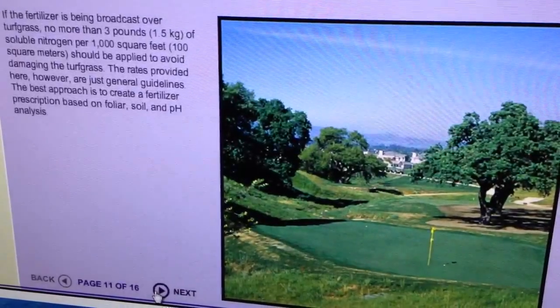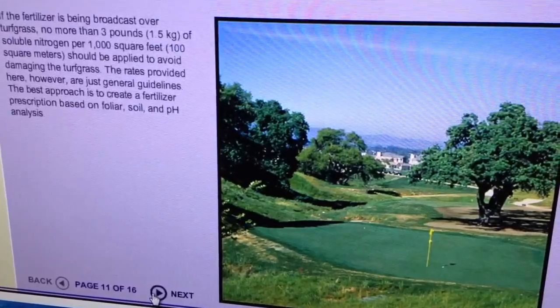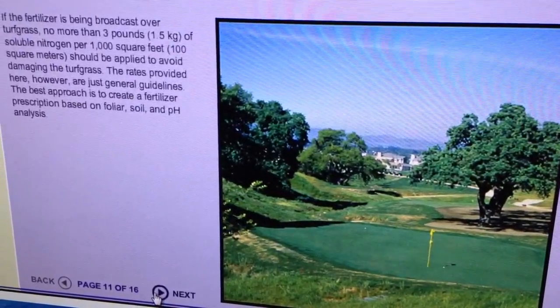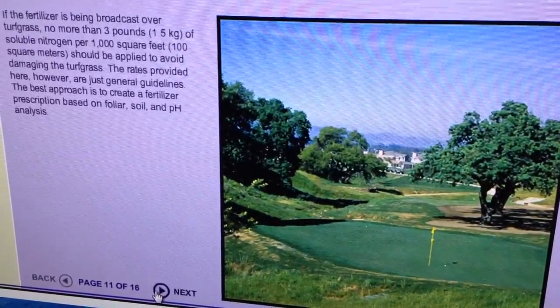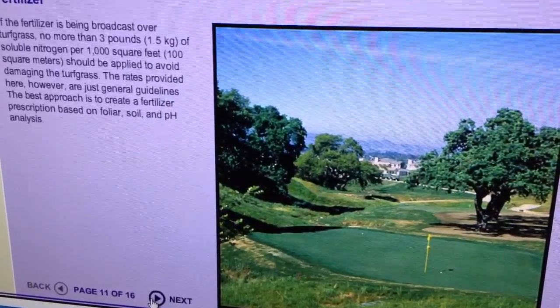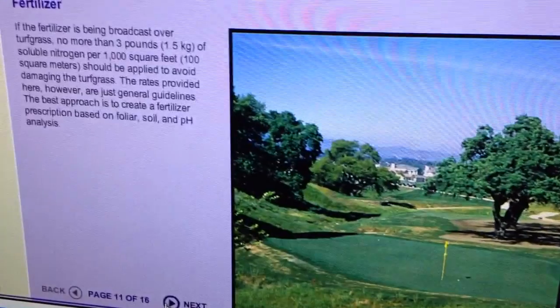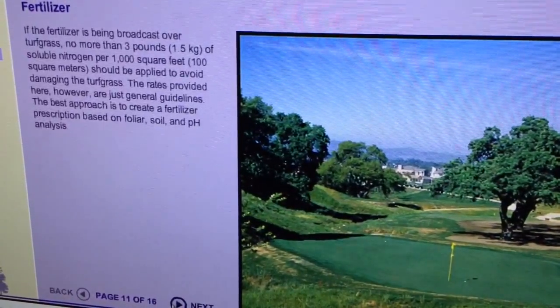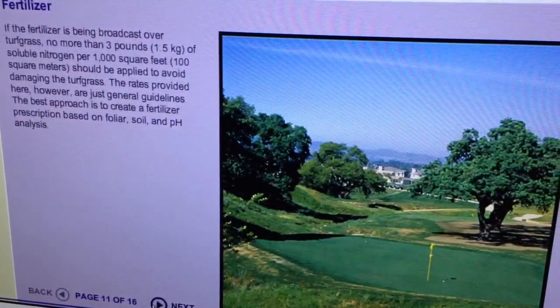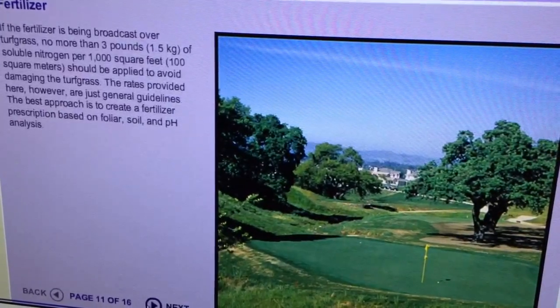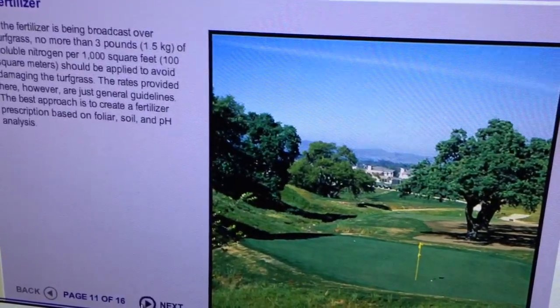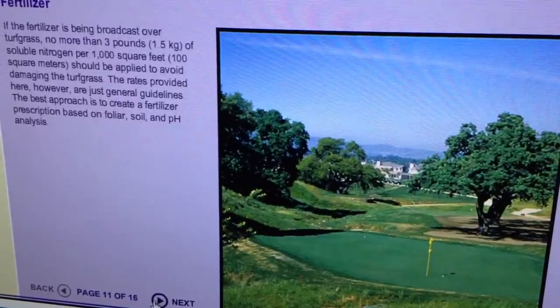If the fertilizer is being broadcast over turf grass, no more than 3 pounds, 1.5 kilograms, of soluble nitrogen per 1,000 square feet, 100 square meters, should be applied to avoid damaging the turf grass. The rates provided here, however, are just general guidelines. The best approach is to create a fertilizer prescription based on foliar, soil, and pH analysis.